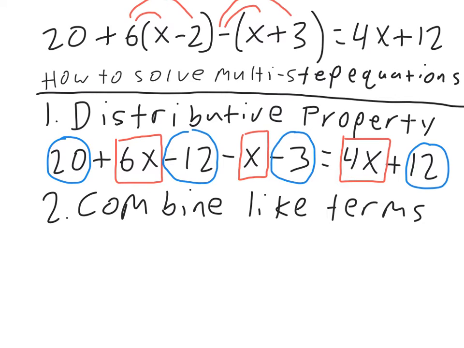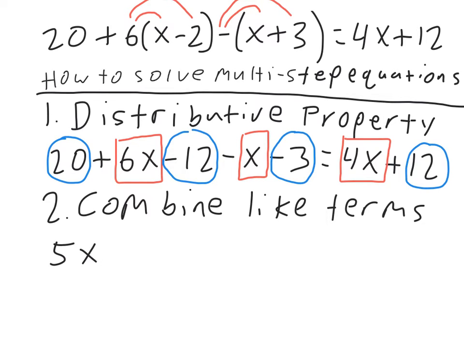So we look on the left side of the equal sign, and in the boxes, we have 6x minus x. So remember, if there's no number in front of x, there's a 1. So it's like saying 6x minus 1x. And 6 minus 1 is 5, so we'll have 5x.